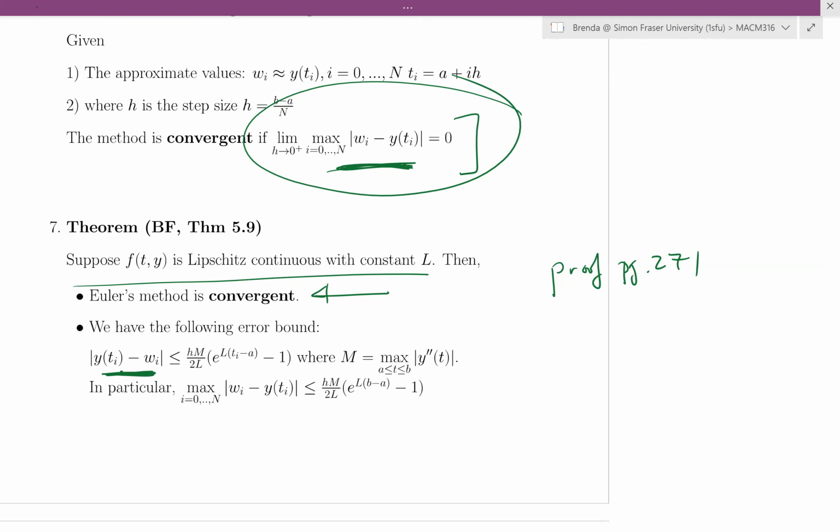And the difference here from the ones we've seen is this little L. This is the Lipschitz constant. That's another new wrinkle coming into the picture. It shows up in a couple of different places.